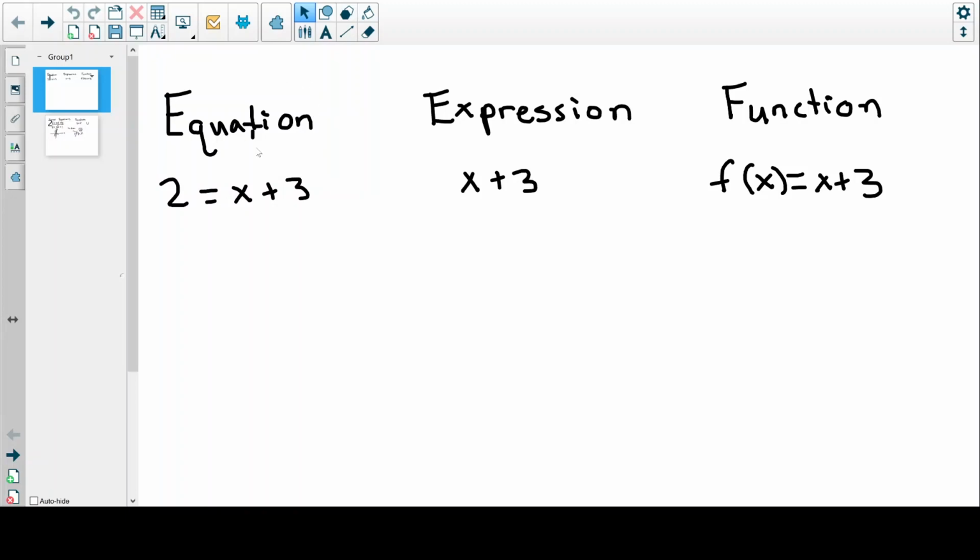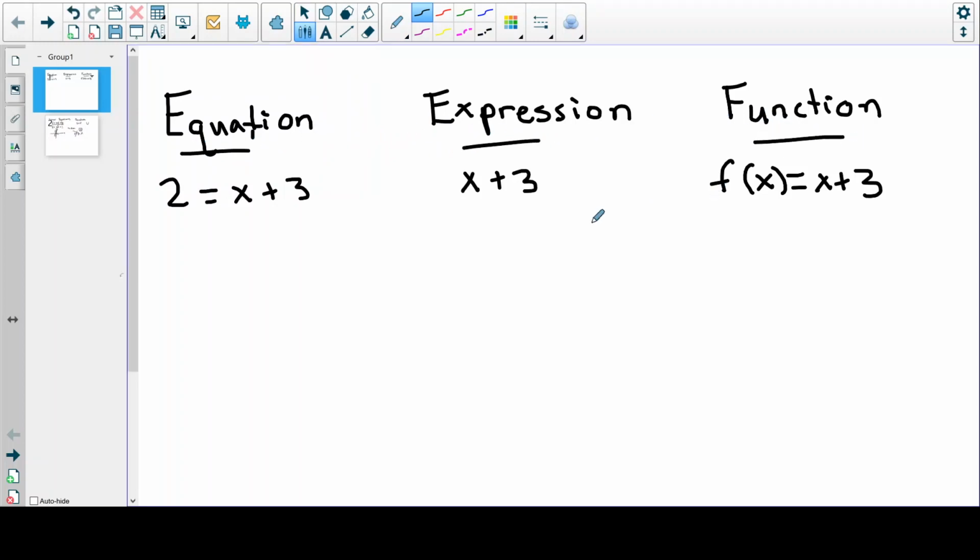In this video we're going to discuss the differences between equations, expressions, and functions. So I wrote some examples here. This is an example of an equation. This is an example of an expression. This is an example of a function. We're going to go through how to figure out what the difference is, and what you can do with an equation, and how that's different from what you can do with an expression, and how that's different from what you can do with a function.